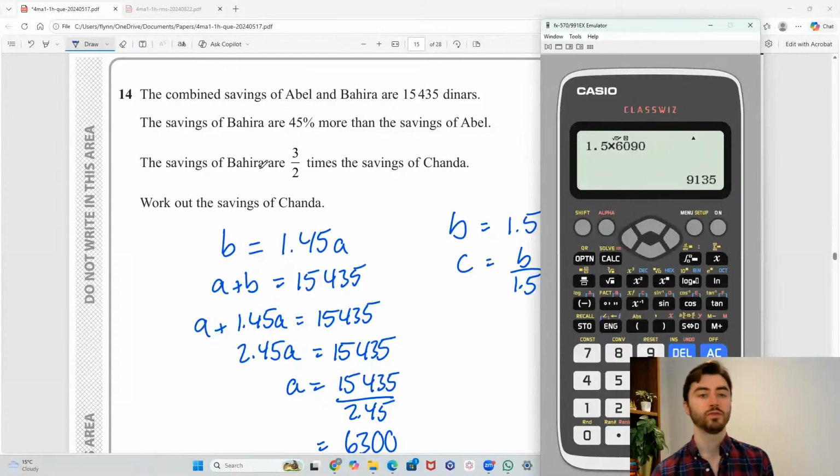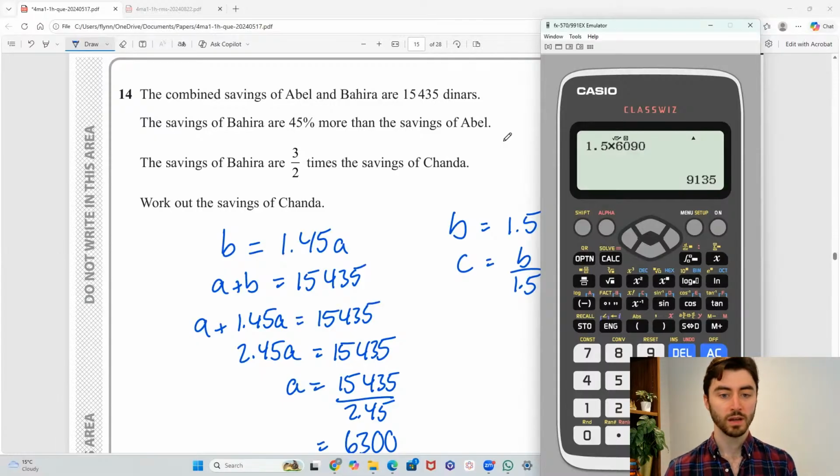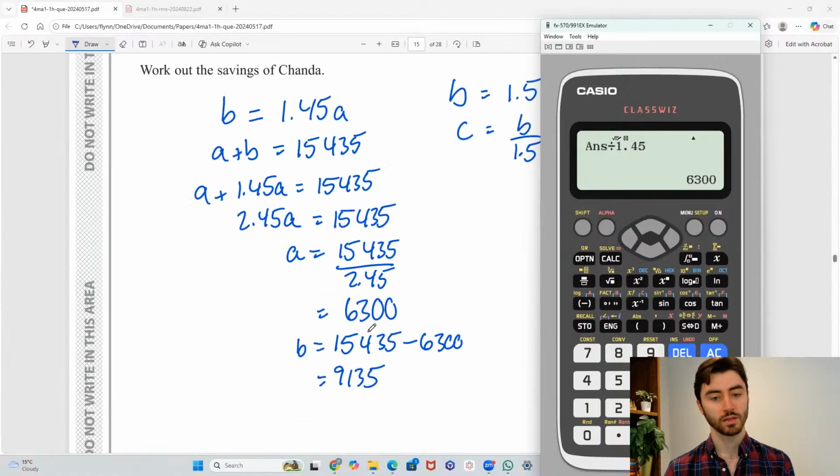And this would be 45% more than the savings of Abel. So that would be 1.45 times Abel. So the sum of that would be... I'll divide that by 1.45 and get 6,300 for A.